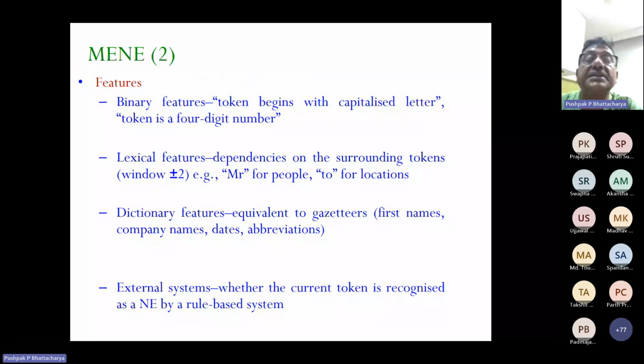And there are many features. Token begins with a capital letter. Token is a 4-digit number. Dependencies on the surrounding text, in the neighborhood of plus minus 2 words. Mr. for people, to for locations. So if I see to, I will go to Calcutta. So to is a signal for a location. Dictionary features, which are equivalent to gazetteers: first names, company names, dates, abbreviations. This meta-level information we can obtain from the gazetteer.